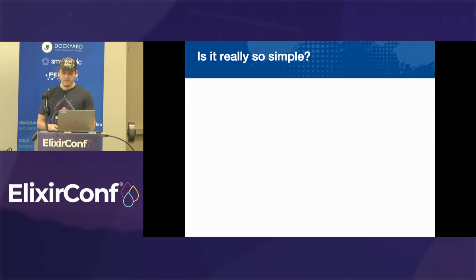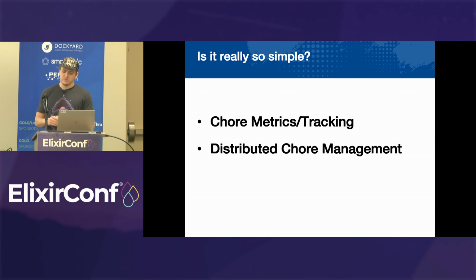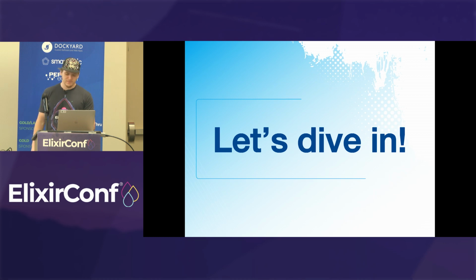So we saw several things in the demo. We could track a chore from start to finish. We could see chores on every node and prevent conflicting chores from running simultaneously in a distributed system. And we implemented callbacks and used imported DSL functions to build chores from scratch. That's quite a few features. Is the implementation really so simple? Well, let's dive in and find out.